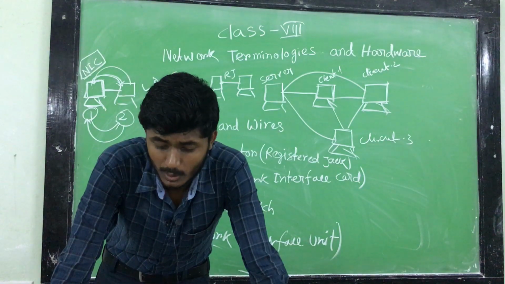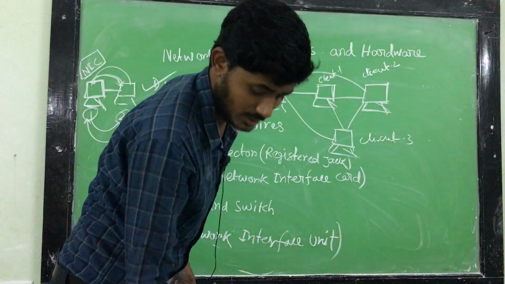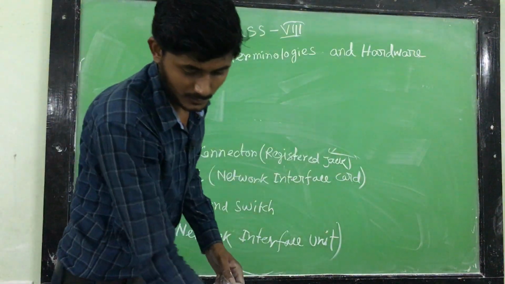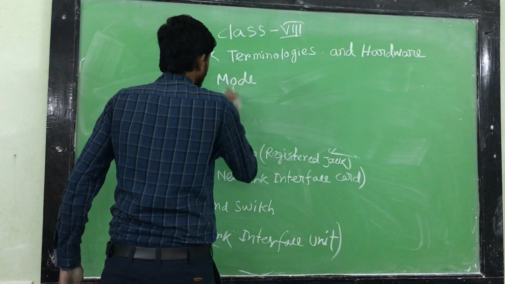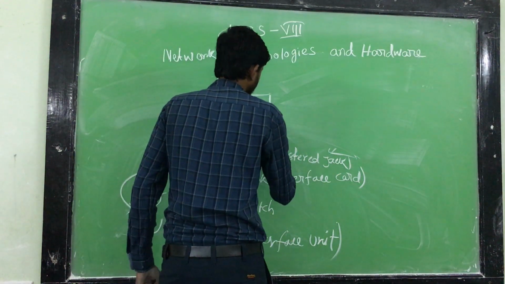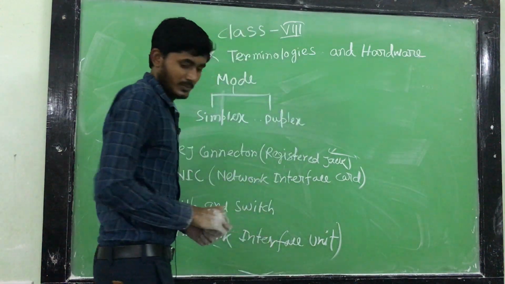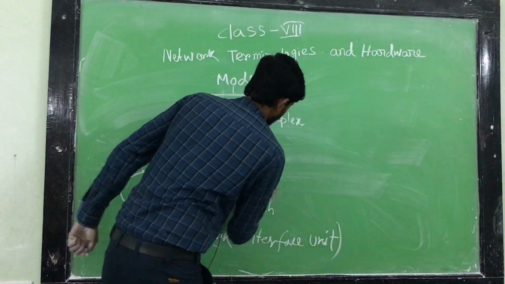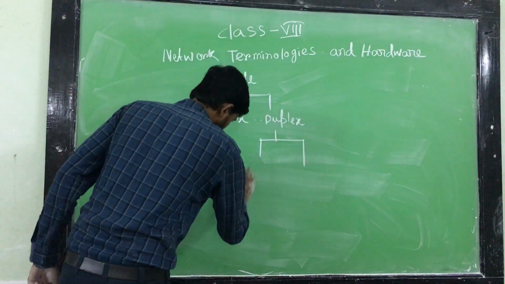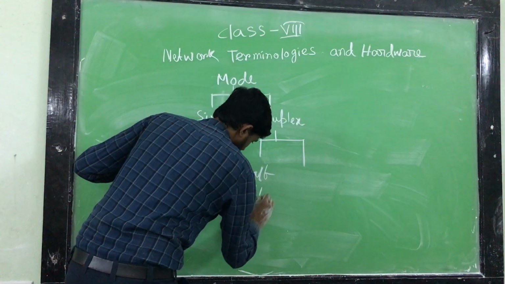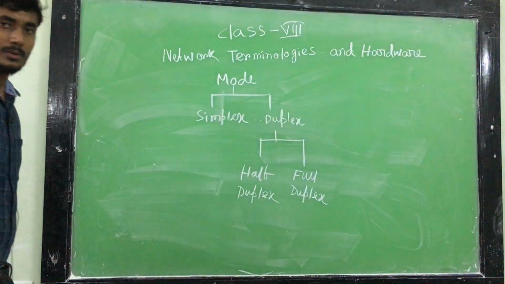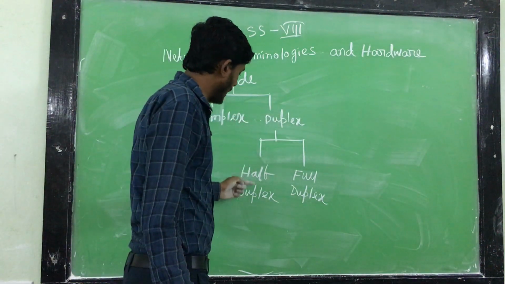Next one is mode of transmission in a network. What are the modes of transmission? The modes are simplex and duplex. Duplex is divided into half duplex and also full duplex. So mode is divided into simplex and duplex, and duplex is divided into half duplex and full duplex.